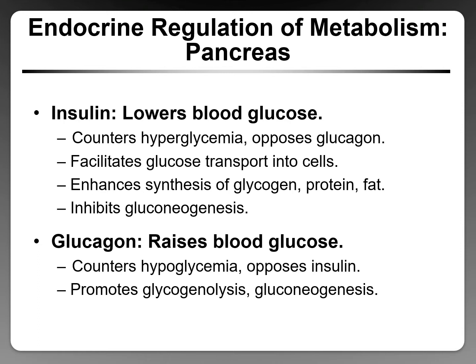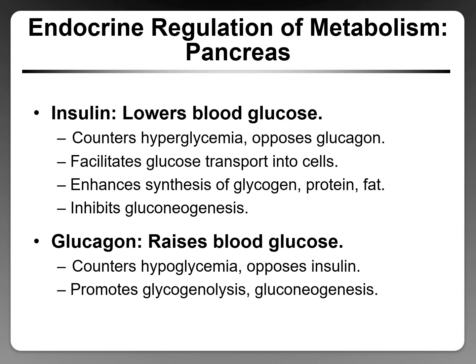You can think of insulin as a key that unlocks the cells to allow glucose in. Insulin can also enhance the synthesis of glycogen, proteins, and fats. It will inhibit gluconeogenesis, or the production of new carbohydrates and sugars.